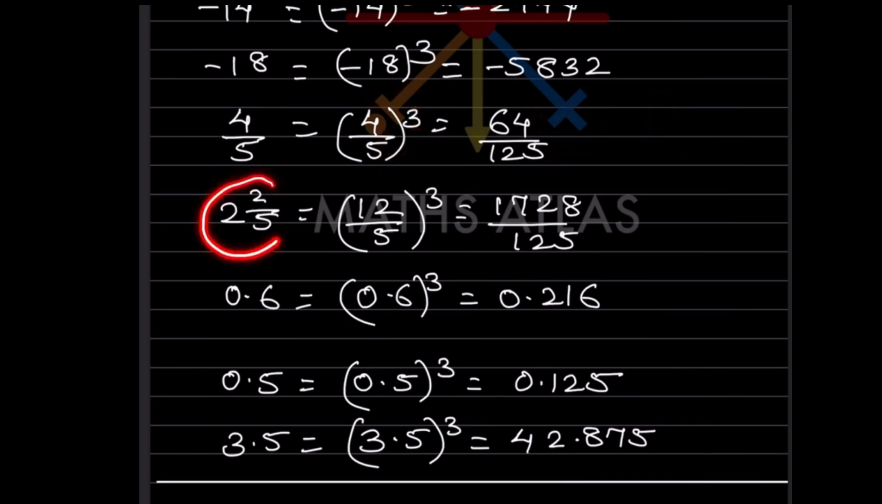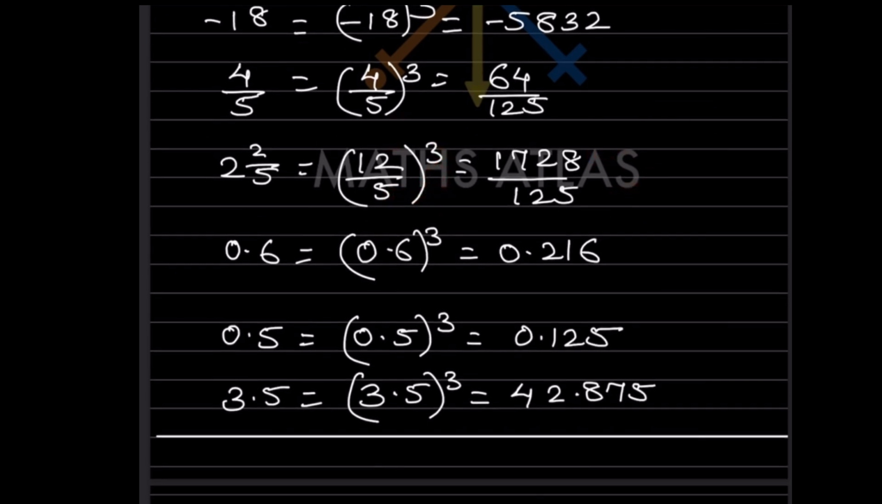Now see here, this is a mixed fraction. So first we have to make it improper. You know this is 5 twos are 10 plus 2, that is going to be 12 divided by 5. So 12 by 5 cube. Again the same, 12 you have to multiply 3 times, you get 1728. 5 cube, 5 multiplied 3 times, that is going to be 125.